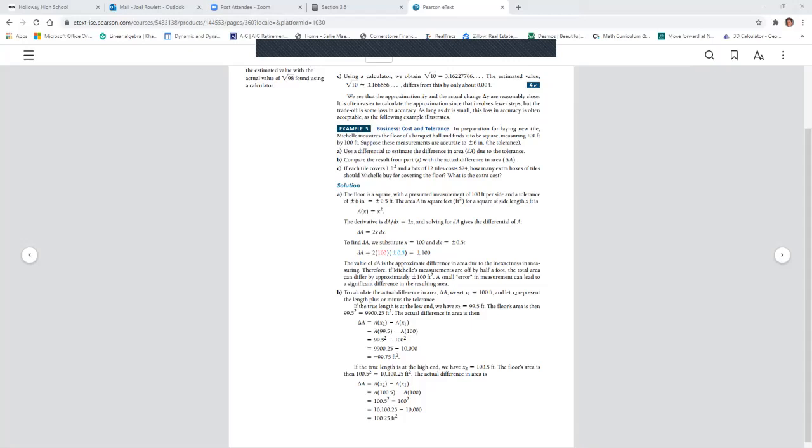If each tile covers 1 square foot and a box of 12 tiles costs $24, how many extra boxes of tiles should Michelle buy for covering the floor? And what is the extra cost? Well, let's start with part A here. We know the floor is square. So here's our square floor.